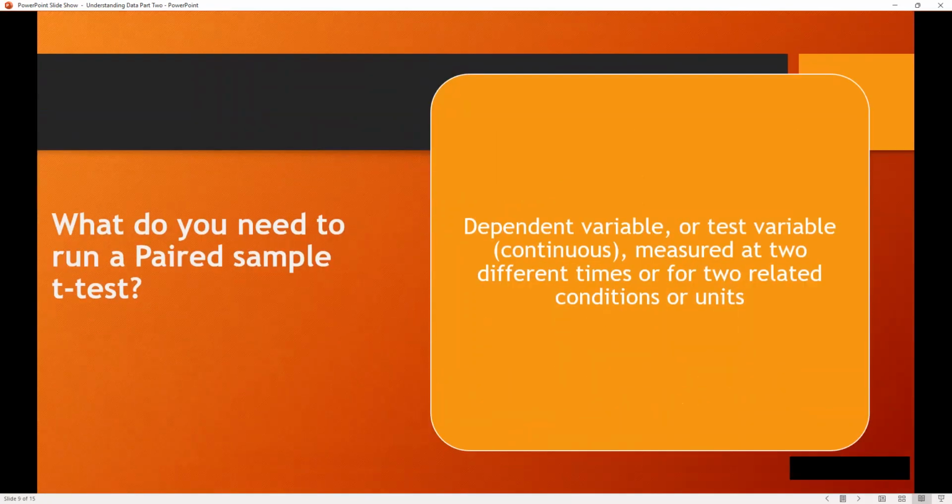So what do you need to run a paired sample t-test? You need a dependent variable or a test variable. This test variable is usually a continuous variable. And before you can consider a paired sample t-test, you need to check if these data sets are normally distributed. If they are normally distributed, and you want to check for the measurement of two different times, either before COVID or after COVID, or before an era or after an era, then you need to consider a paired sample t-test.